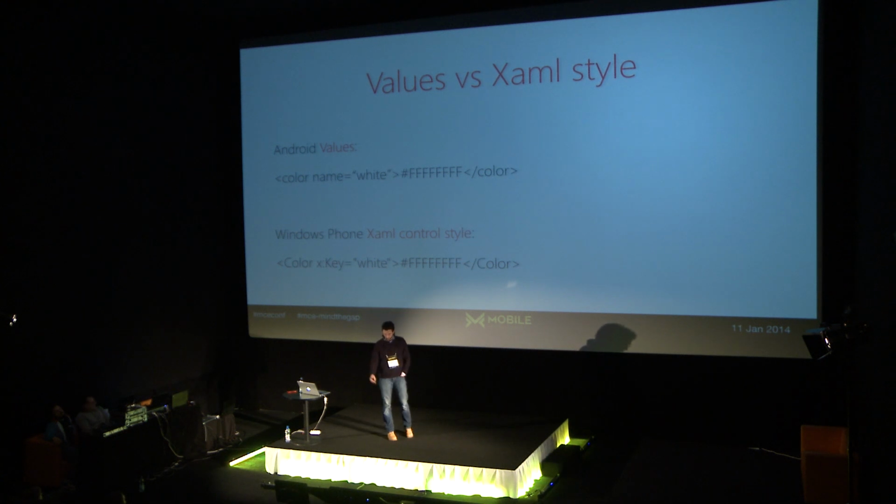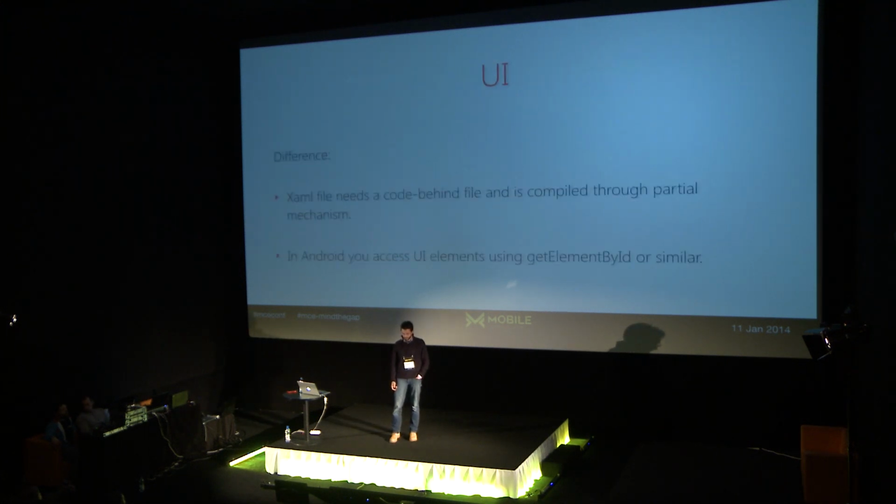So, talking about values in Android, you define your values using, again, XML. In Windows Phone, you have the XAML control style sheet that allows you to define, again, styles that you can reuse in your UI. And here you have the example of defining the white color. So as you can see, it's pretty much the same across these two platforms.